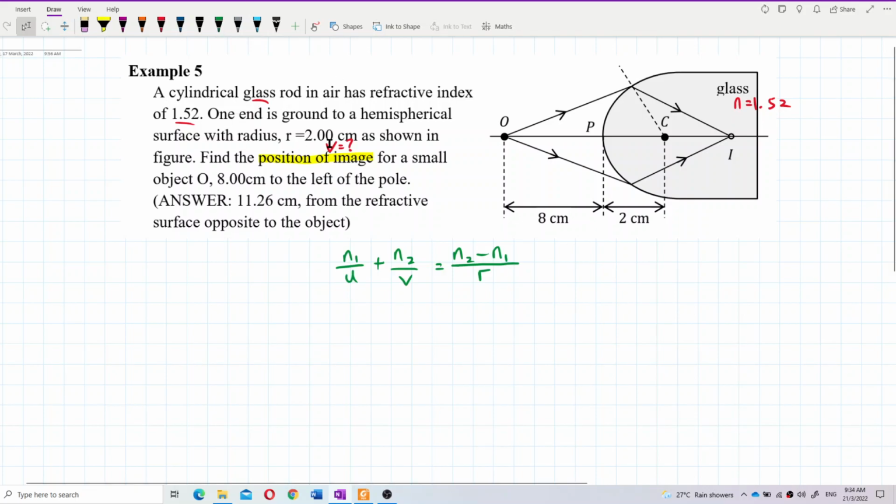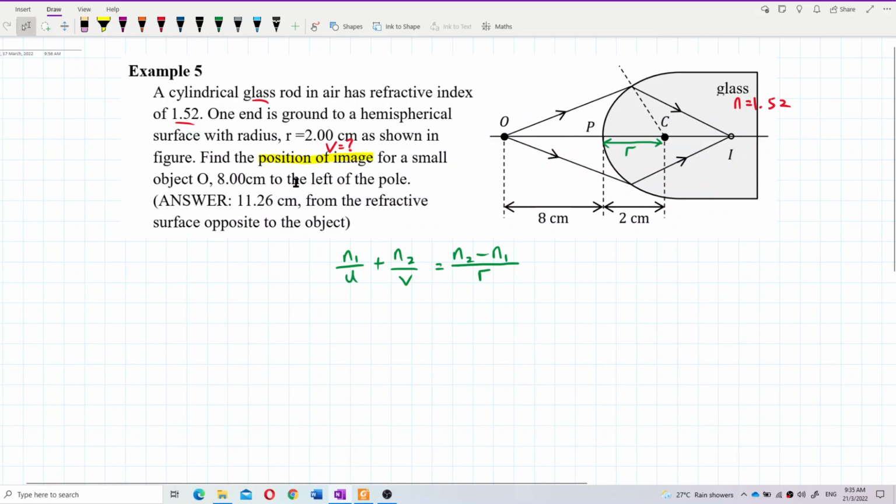So where is the radius? Here you see this is the center of curvature of this spherical surface. So the radius should be the distance to the center of curvature. This is the r. Radius is the distance from the spherical surface to the center of curvature, the radius of curvature. 2 cm.